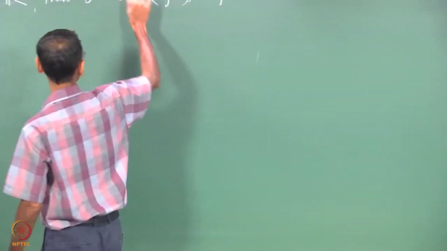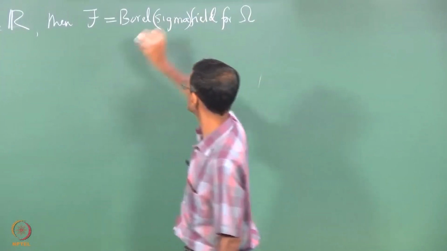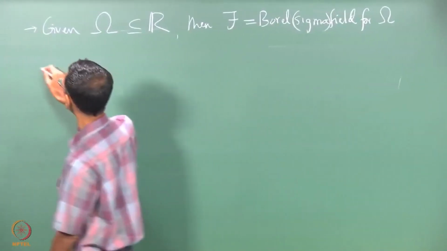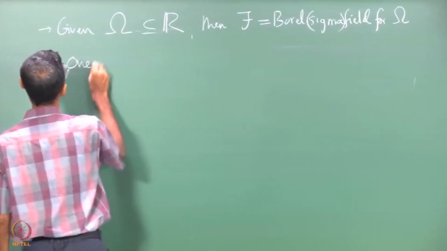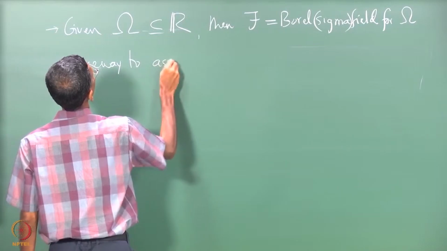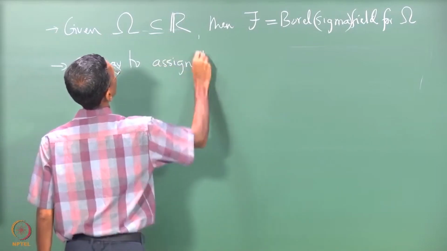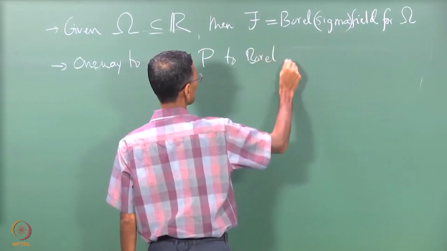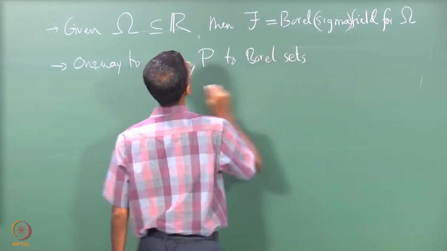So this collection of sets are going to be assigned probabilities. How are we going to assign probabilities? One way of assigning probability is the, and members of this Borel field are called Borel sets.